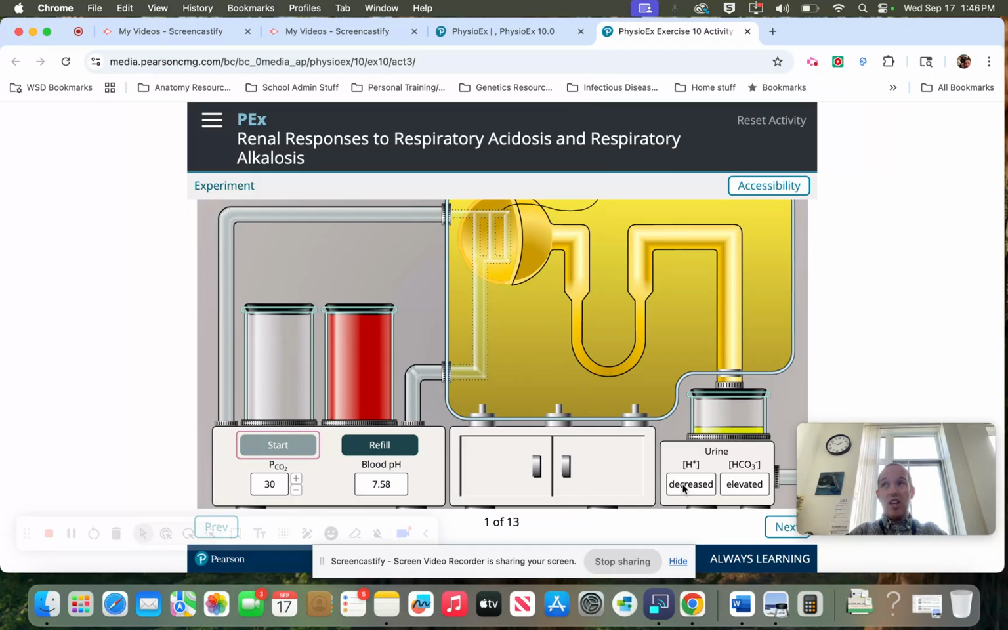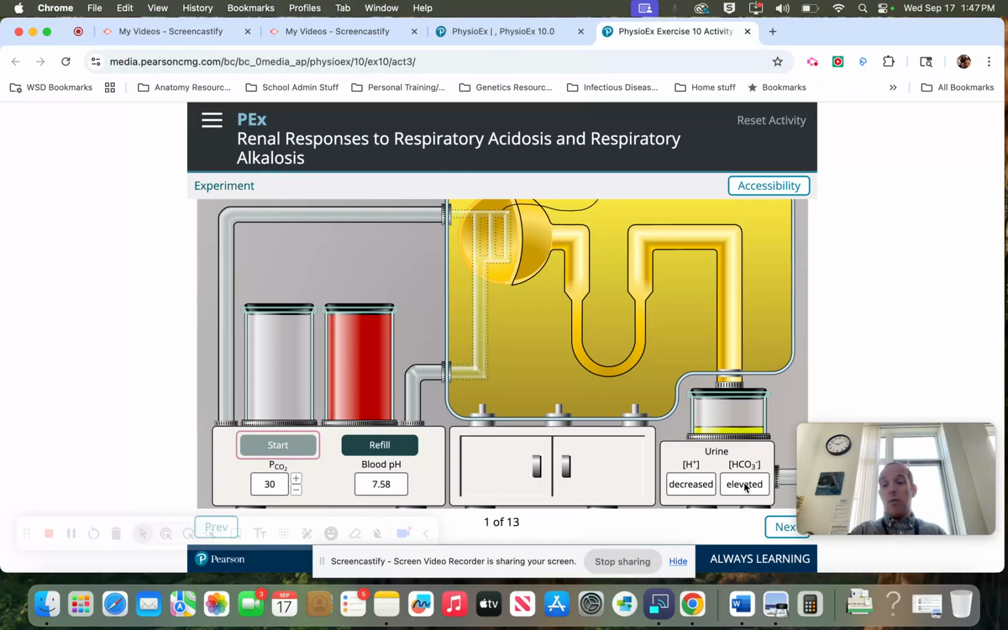That means that instead of peeing them out, instead of excreting them in the urine, we've actually retained these in the bloodstream. And that makes sense because hydrogen lowers the pH. The more hydrogen we have, the lower the pH will be. And that is the goal here. If the pH is too high, then we want to do something to bring the pH back down. And the thing that the kidneys can do is decrease the amount of hydrogen that it pees out by retaining that ion in the bloodstream.